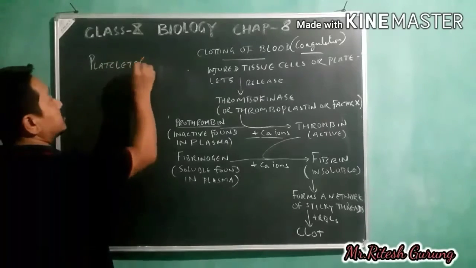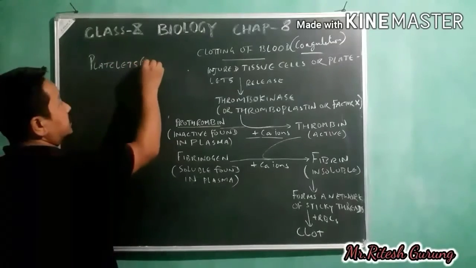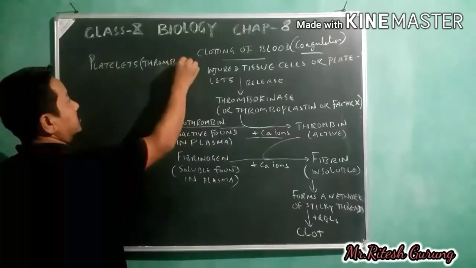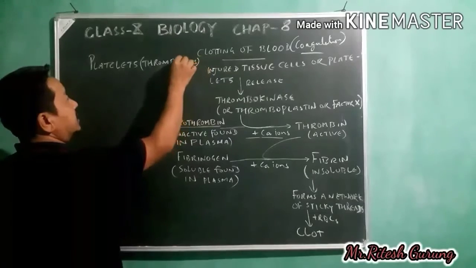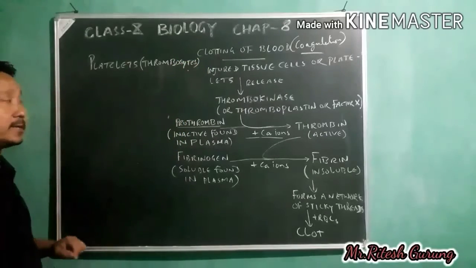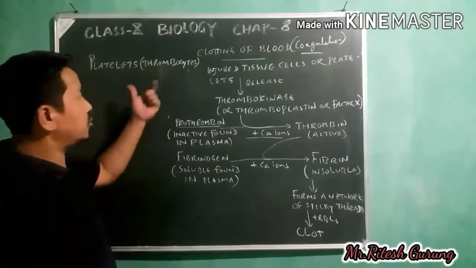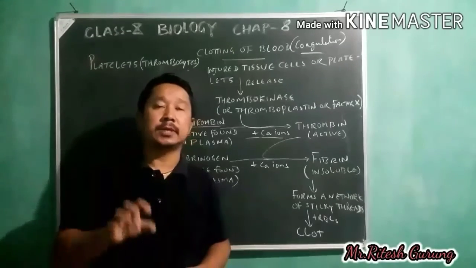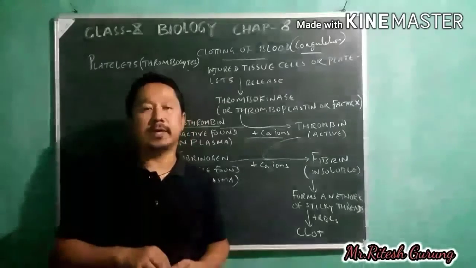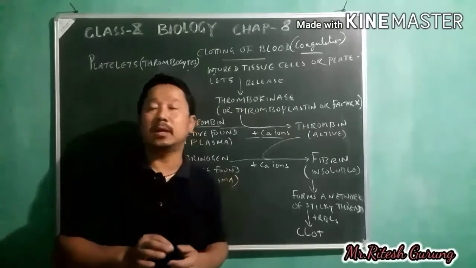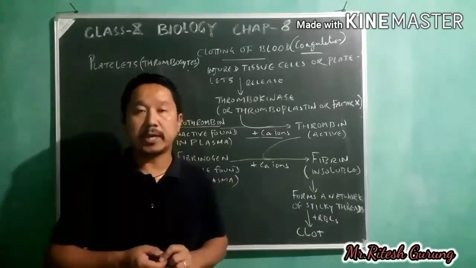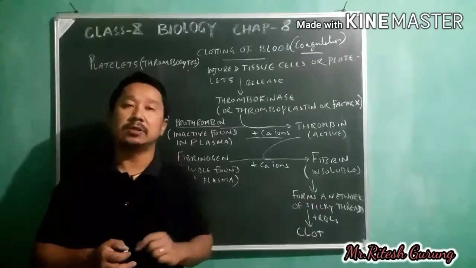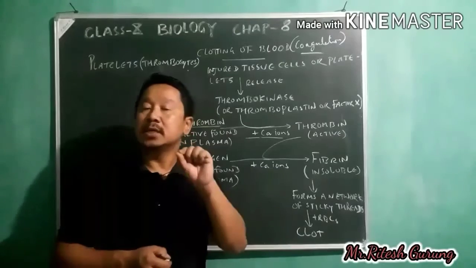Platelets are also called thrombocytes. Platelets or thrombocytes are another important blood cell, which are oval or round in shape. They are non-nucleated. Non-nucleated means they do not contain a nucleus.